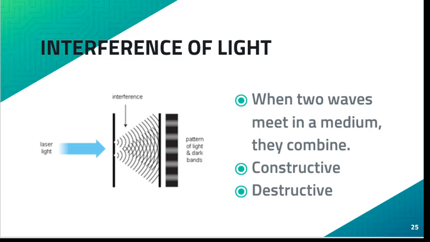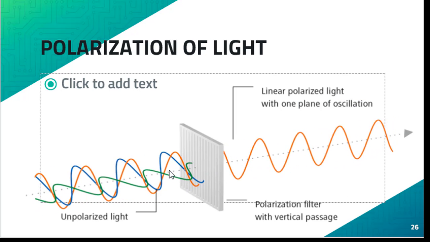Another property of light is interference of light. When you have waves, say we have here two slits, and then we have two waves here, then they interfere or they meet one another. When two waves meet in a medium, they combine. So it will result in constructive interference. If, for example, crest meets crest and trough meets trough, so we have constructive interference, it will produce light. So those are the light bands. That is a result of constructive interference. But if you have, let's say, crest meets trough, you will have destructive interference and it will result in dark bands. Okay? So that is about interference of light.